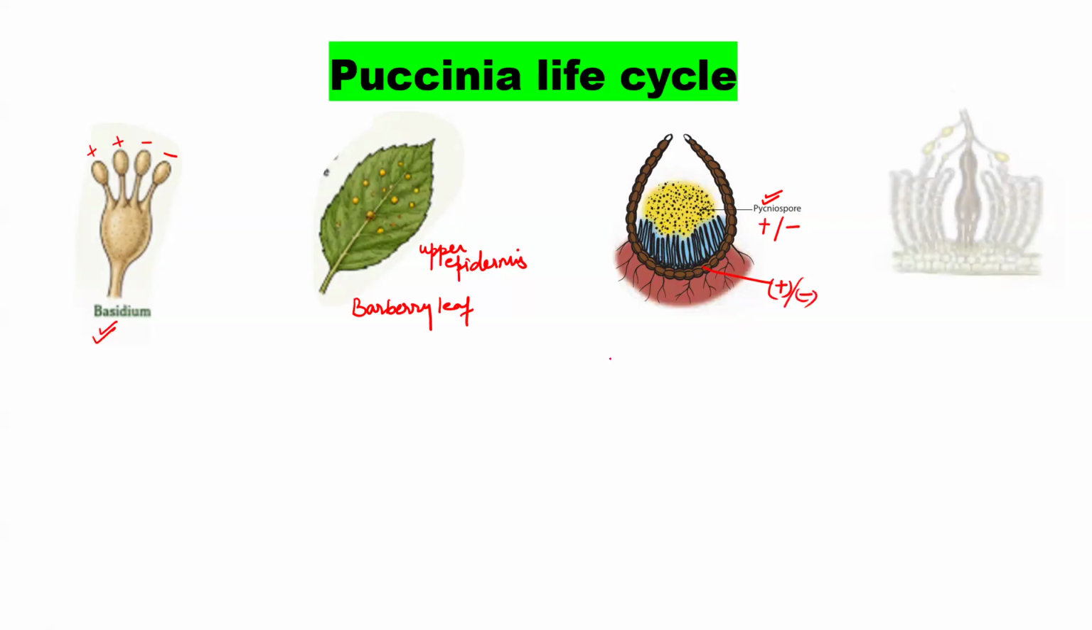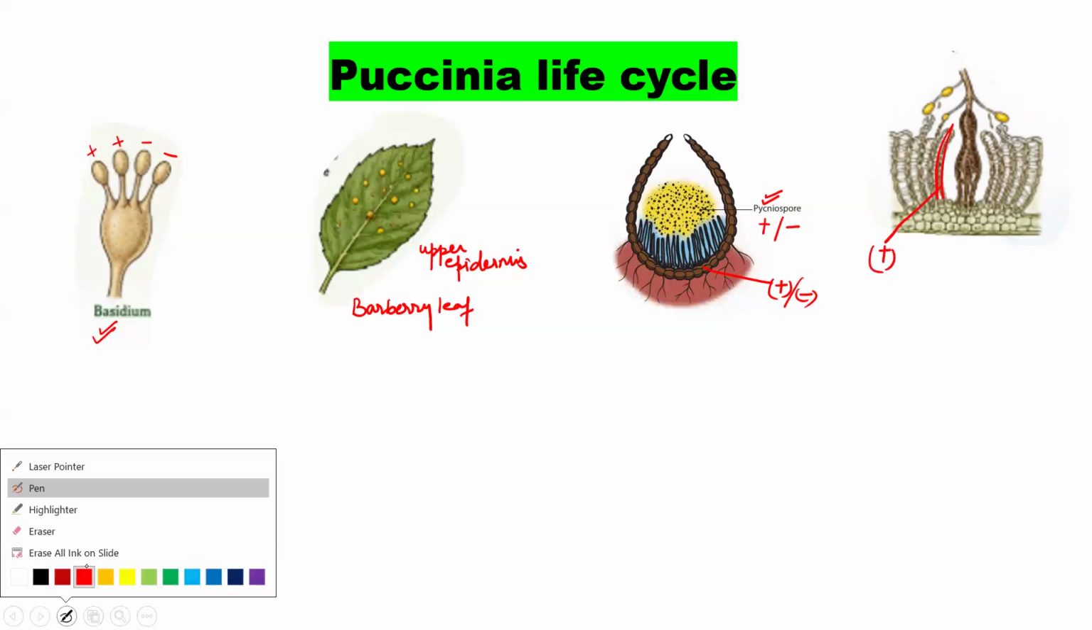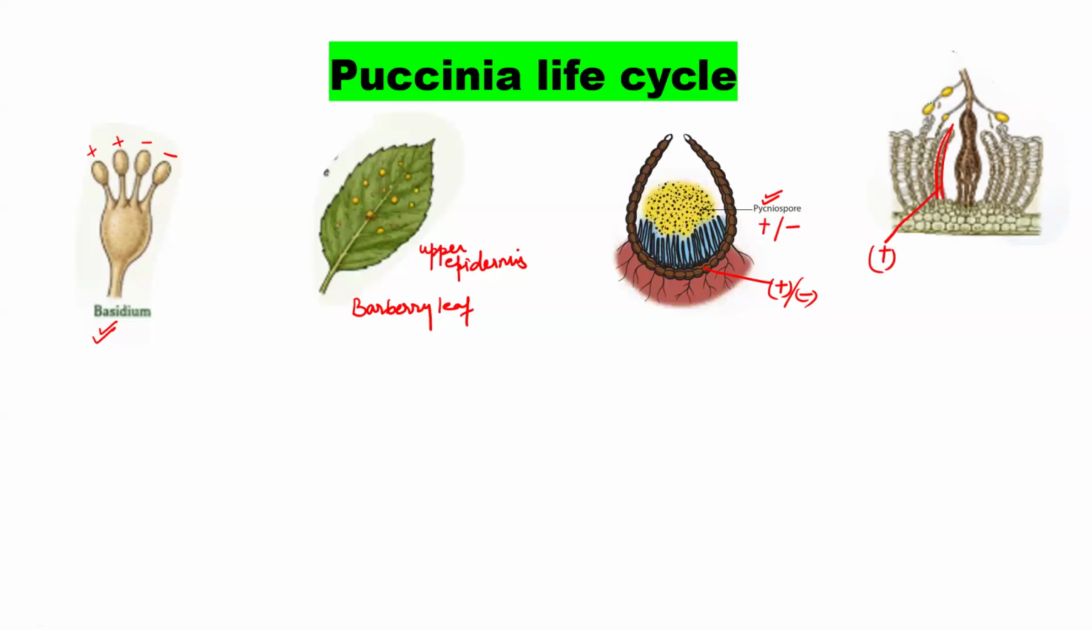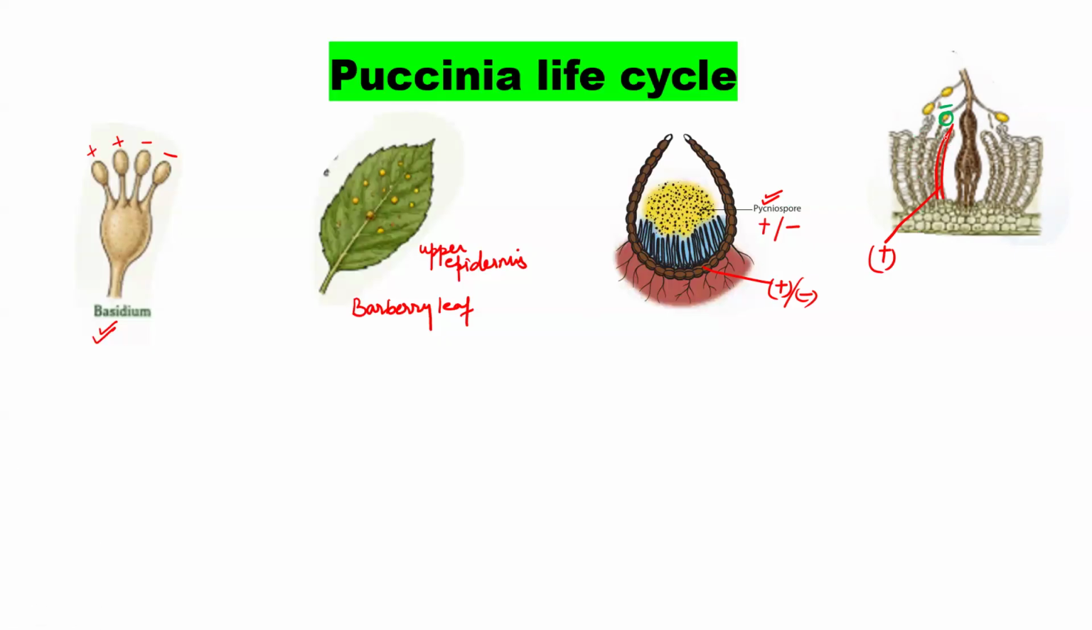Now, some of them will work like a receptive beak. You can understand this is a receptive beak. Let us assume this is made by the plus pycnia, and another which is coming here, let us assume this is a pycniospore coming from the minus one. So spermatization is occurring, in which plasmogamy is occurring on the upper epidermis of the barberry leaf. Then dikaryoticization occurs, and from the upper epidermis that mycelium will move down to the lower epidermis.